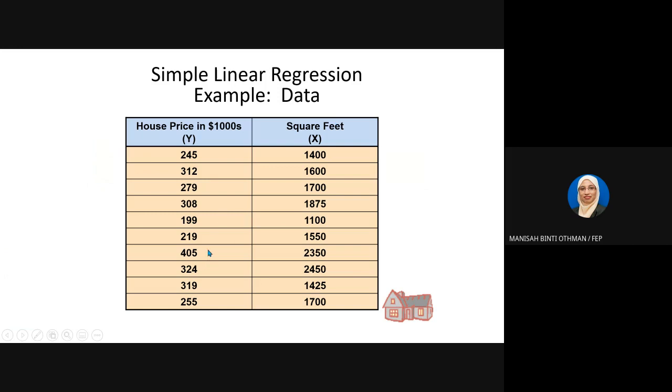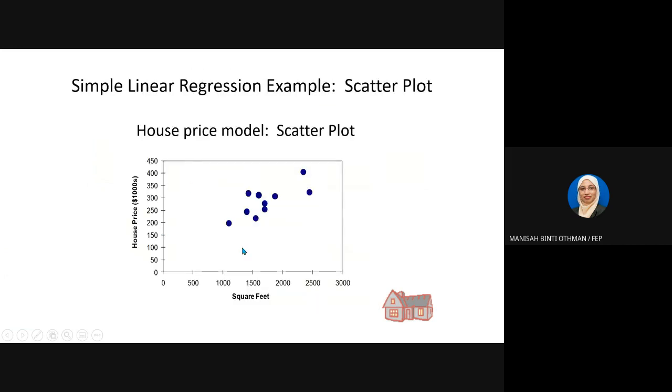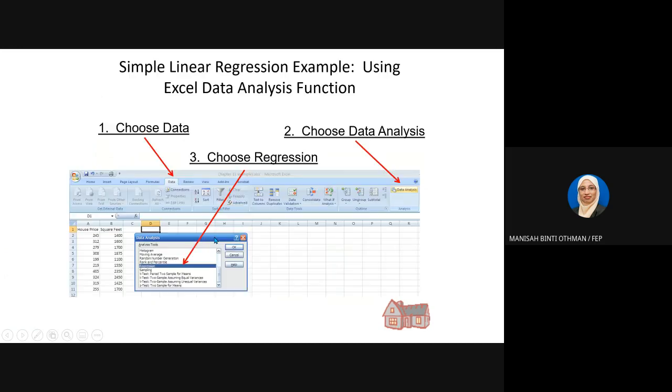When you plot it in a scatter plot diagram, you can see the pattern here. Generally you can see there is a relationship between house price and the square feet, the size. This is how you can run it, because you don't have to do it manually. You can get the equation from the computer output. You can use Excel only. So how to use it?